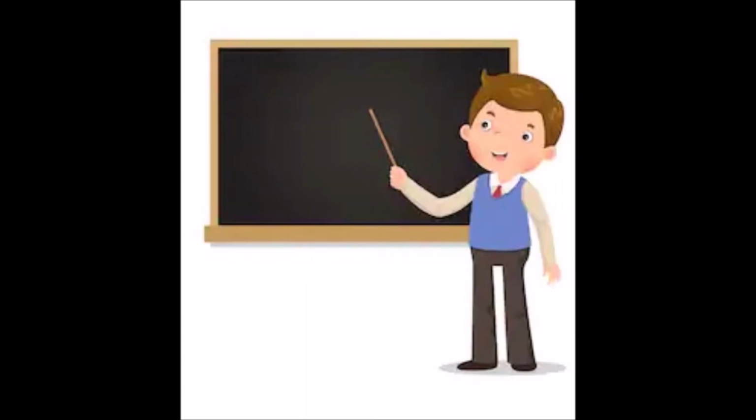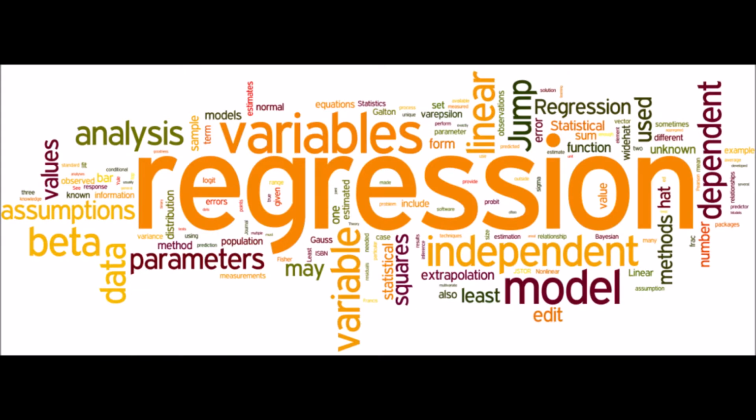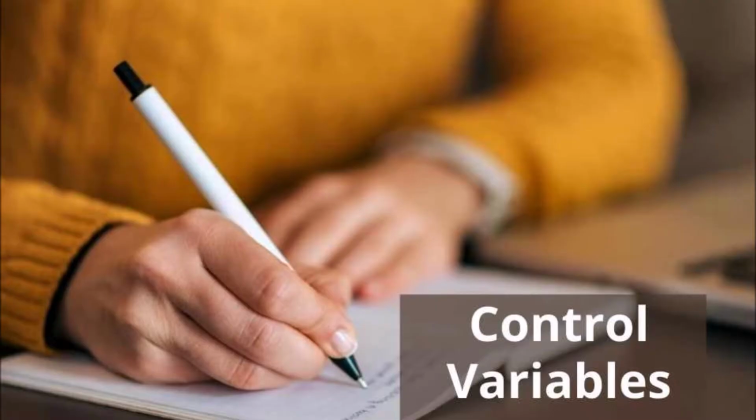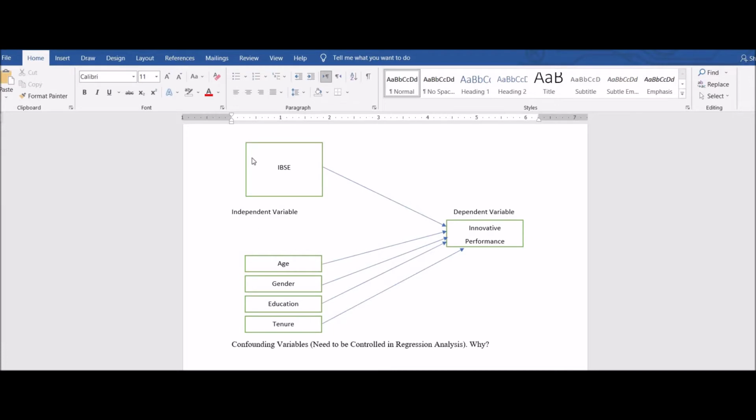Today, I'm gonna instruct you on how to conduct a regression analysis with control variables. In this model, we have an independent variable which is IBSE and dependent variable which is innovative performance. So we need to find the impact of IBSC on innovative performance using regression analysis. And we will use, of course, hierarchical regression analysis in this example.